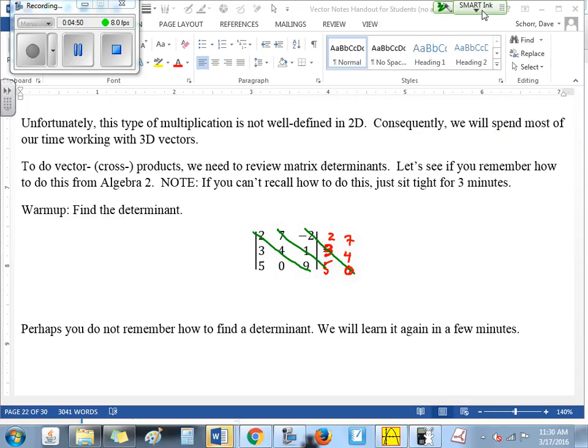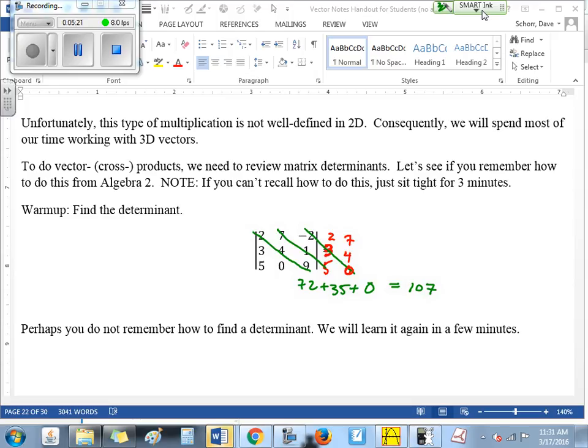So what is 2 times 4 times 9? And what is 7 times 1 times 5? And what is negative 2 times 3 times 0? You take these 3 green numbers and you add them together. This gives us 107. So it's almost like doing a dot product, but instead of doing first and last, it's more like diagonal elements.